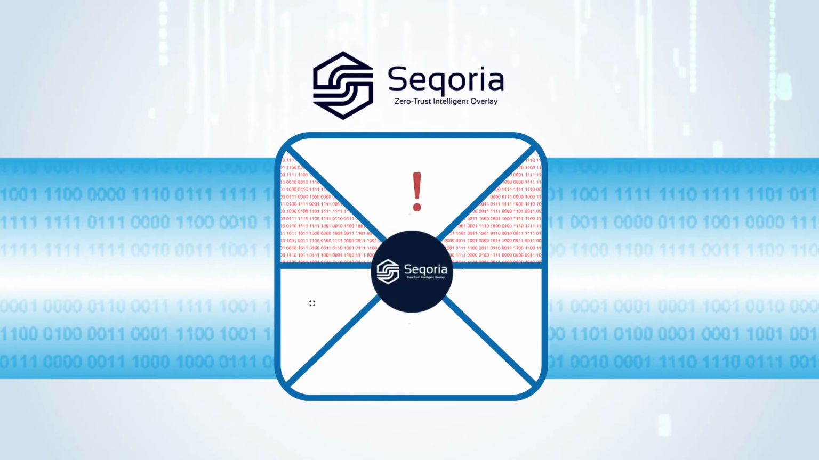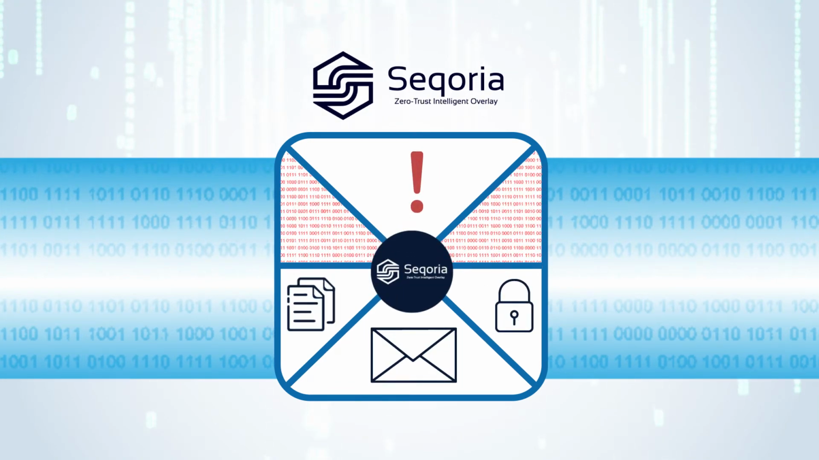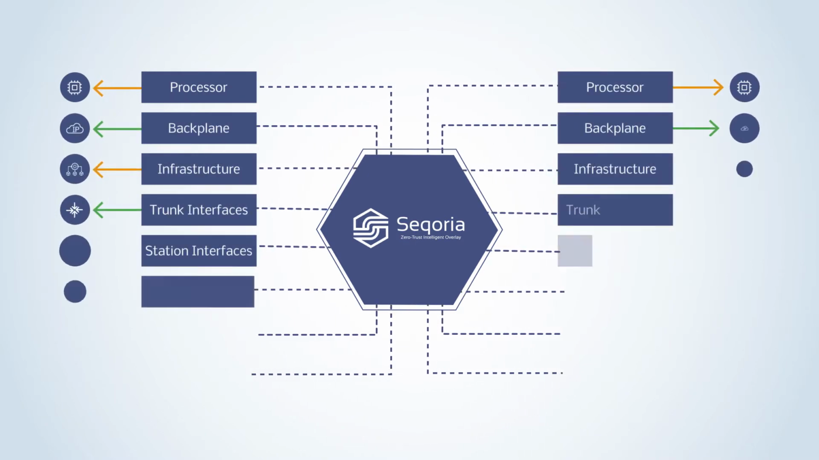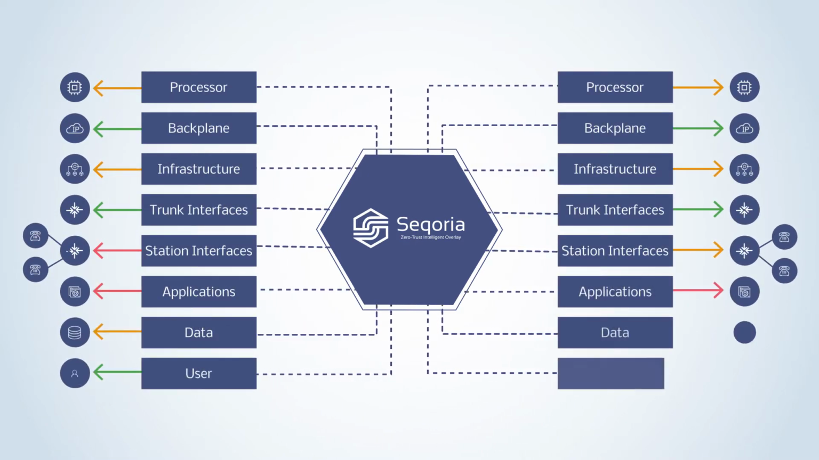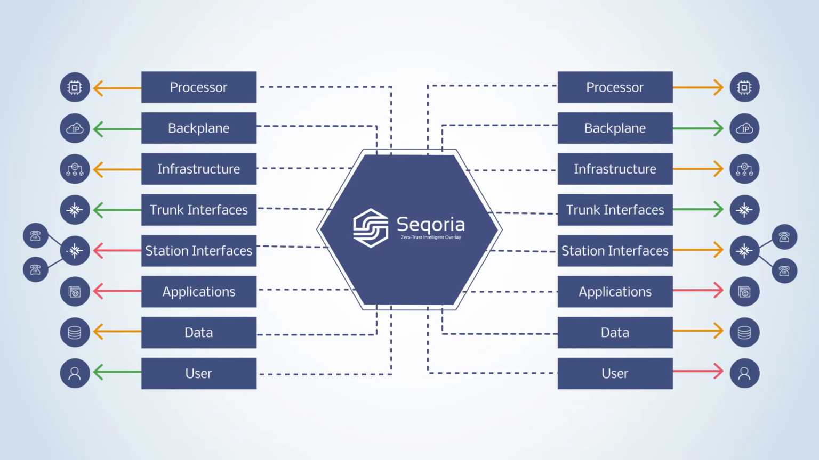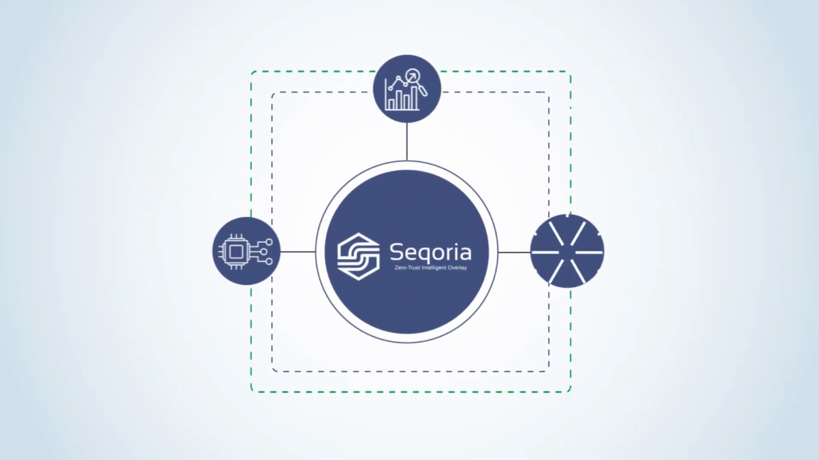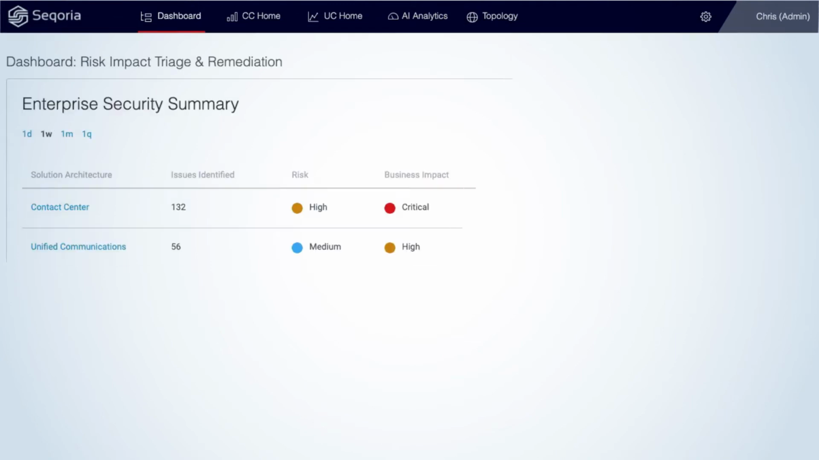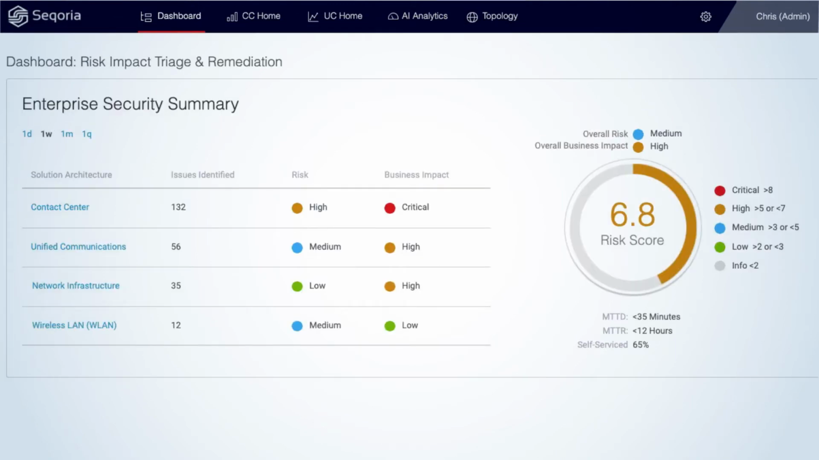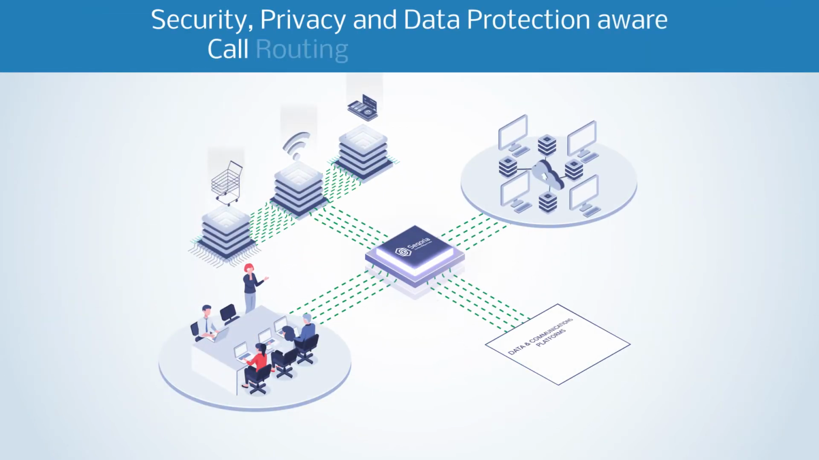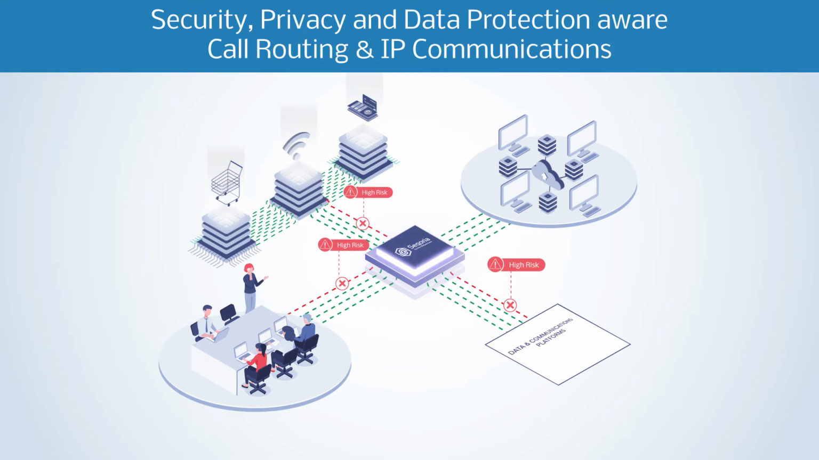Leveraging its deep neural inspection and the power of abstraction, Seqoria identifies security vulnerabilities across the full OSI stack of the entire network architectures and solutions. Then, using natively embedded protocols and built-in intelligence, Seqoria data models compute the risk impact score and dynamically assigns it across the entire network.